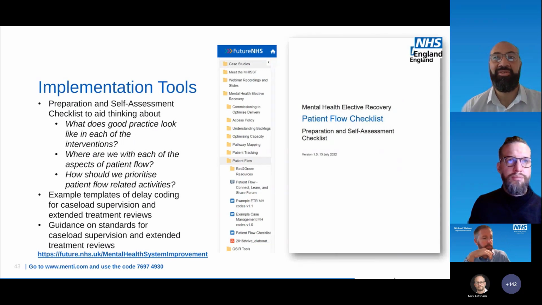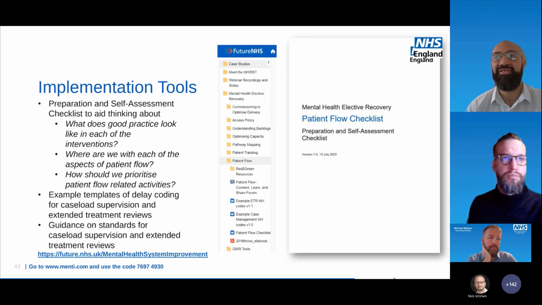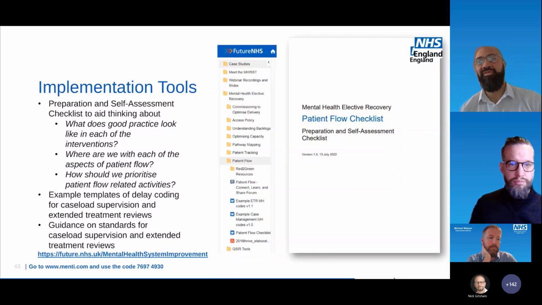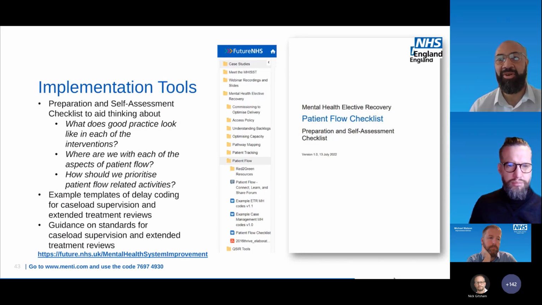Next, I'm just going to talk about the Futures platform and the kind of resources that we've got on there. One of the major things which has been spoken about earlier was the patient flow checklist. This is a checklist that's been developed by us, and it goes through a lot of different areas and asks questions around areas of inquiry, what you need to explore, and also allows you to document your current position and how you can improve in those areas. The areas such as we spoke about around case management, supervision, discharges, governance.